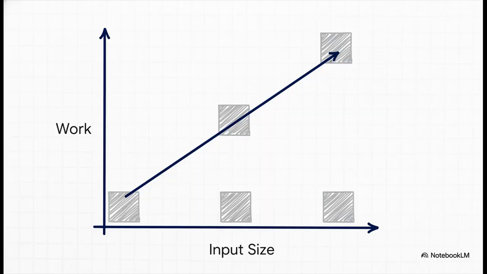Okay, next up we've got a super common one, and it's generally considered really good. It's called O(n), or linear time.